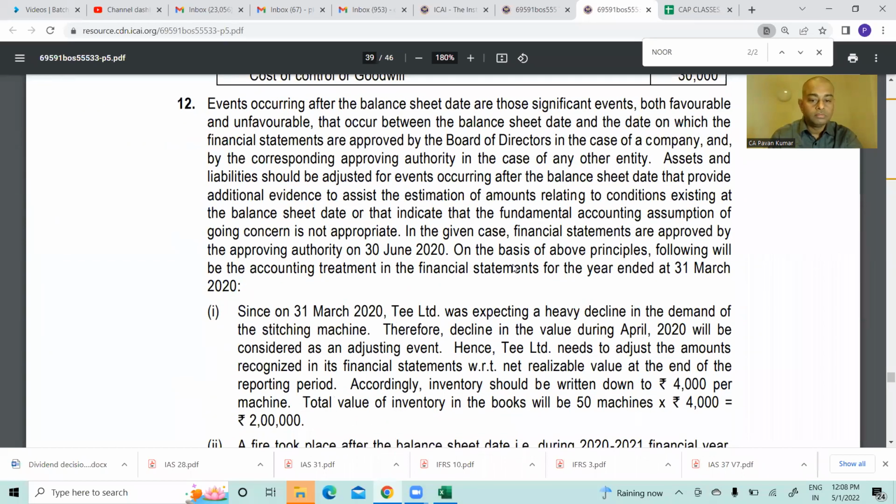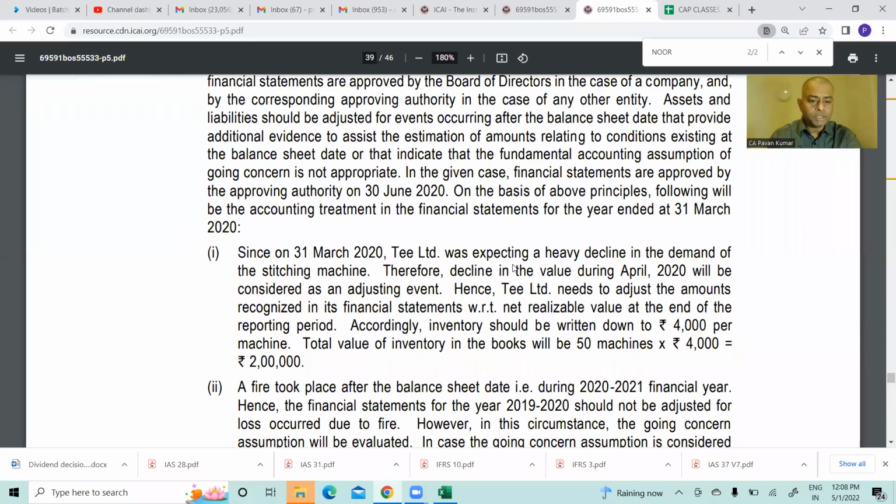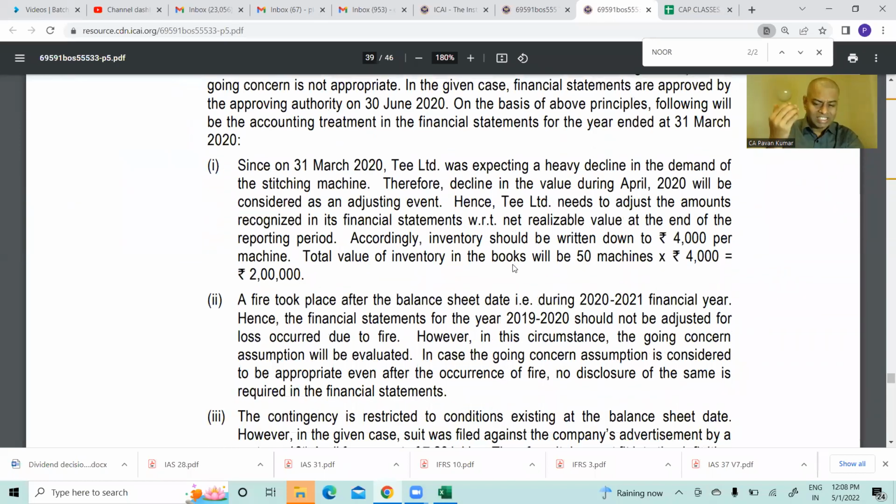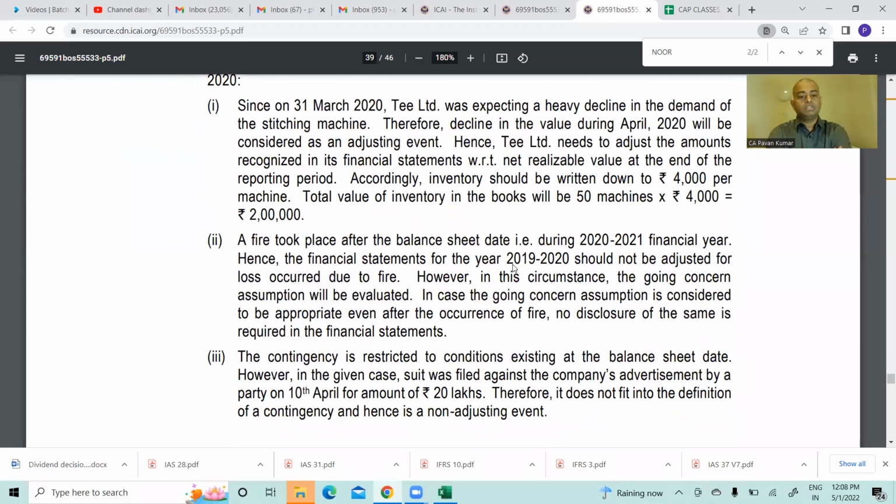Vrinda, read this. In first para, they have given what is adjusting event, what is non-adjusting event, what is events occurring after balance sheet date. Read question number 1, ma. Sir, third point or first point? Since on 31st March 2020, T Limited was expecting a heavy decline in the demand of the stitching machine. Therefore, decline in the value during April 2020 will be considered as an adjusting event. Hence, T Limited needs to adjust the amounts recognized in its financial statements with respect to net realizable value at the end of the reporting period.